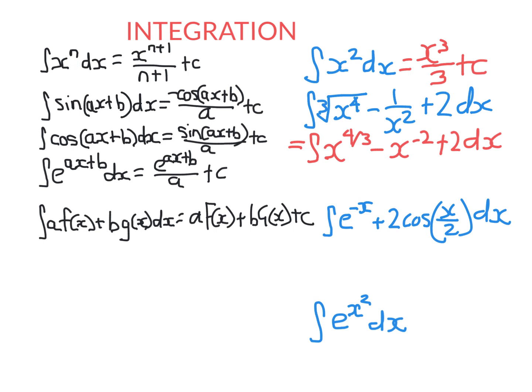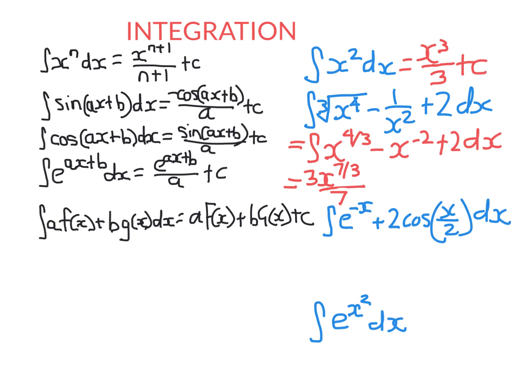So for x to the 4 over 3, what we're going to do is increase the power by 1. So 4 over 3 plus 1 is 7 over 3. We need to divide by that new power, 7 over 3. But just note that dividing by 7 over 3 is the same as timesing by 3 over 7. So that's what it will look like. What about the integral of negative x to the minus 2?